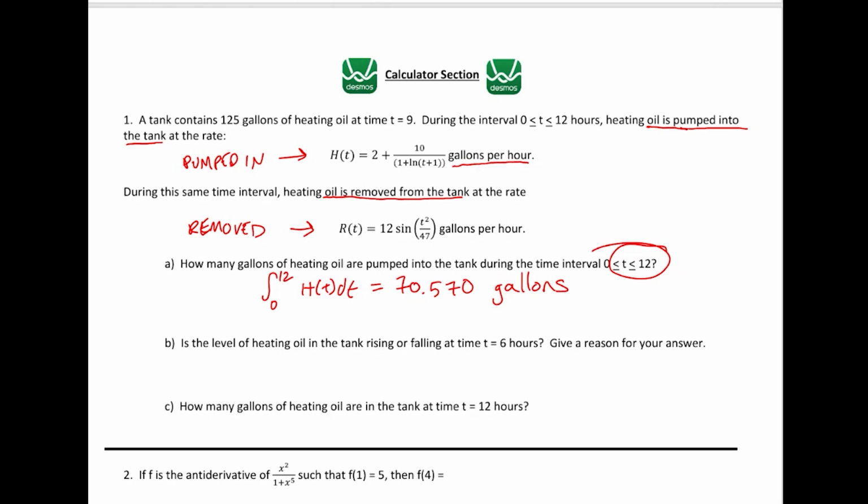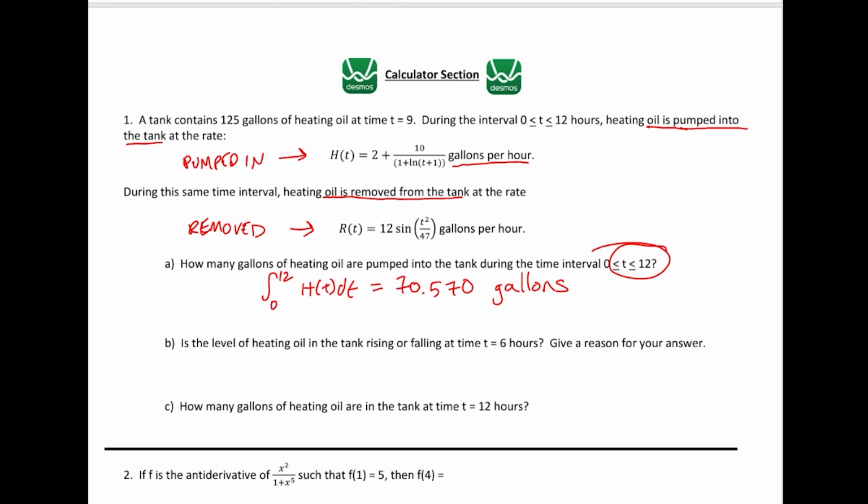Okay, part B says, is the level of heating oil in the tank rising or falling at time equals 6 hours? So if it's rising, that means that oil is being pumped in faster than oil is being pumped out. If it's falling, that means that the oil is being removed faster than it's being pumped in. So what we need to do is figure out whether or not the difference between the pumped in and removed rate functions is positive or negative. In other words, is that going to be increasing or decreasing because that rate is positive or negative.